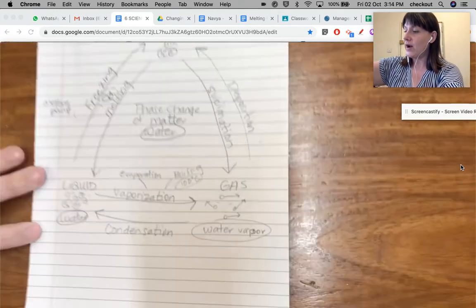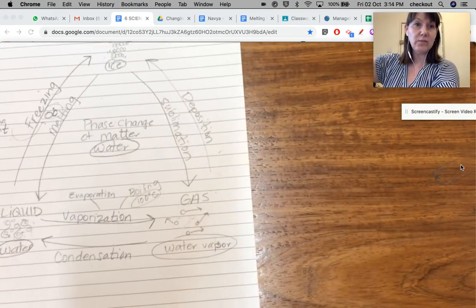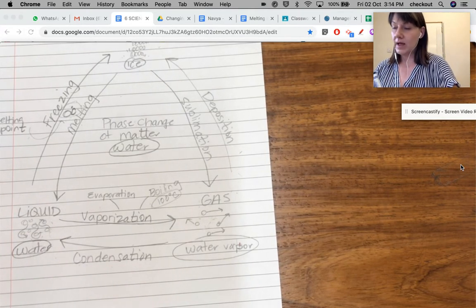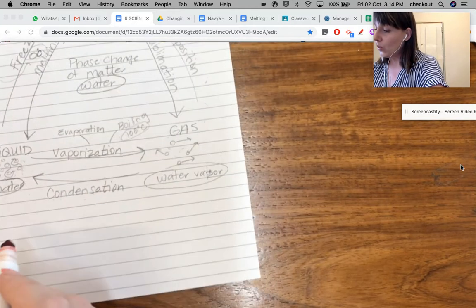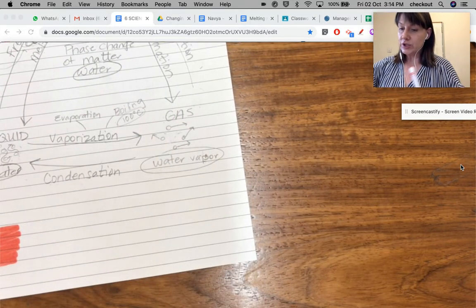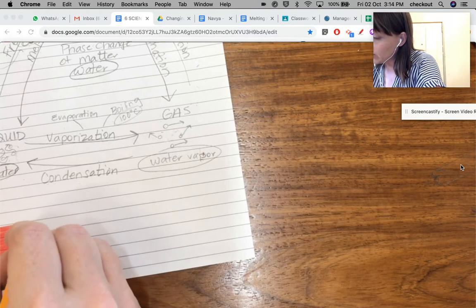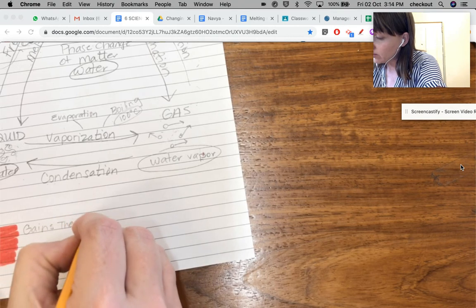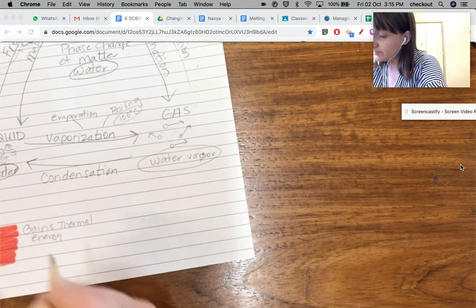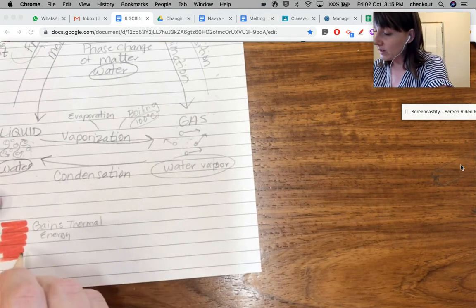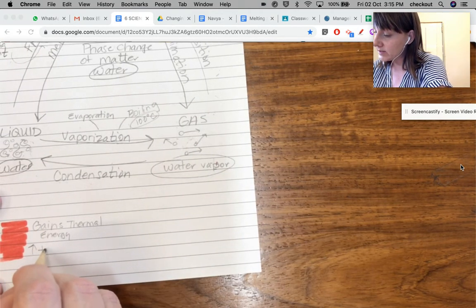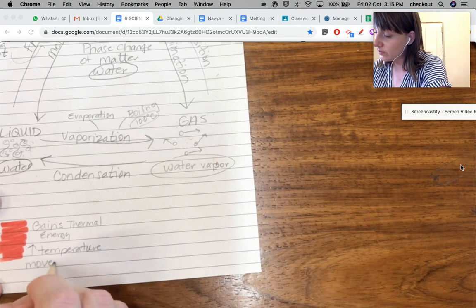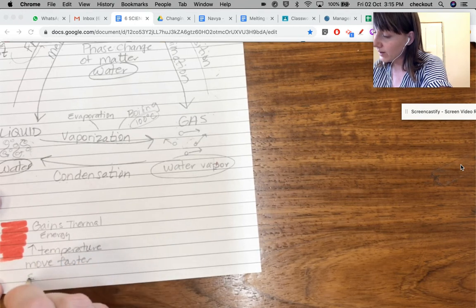Now comes the coloring of the red and blue. We're going to make a key. So we're going to use red to show a gain in thermal energy. When particles gain thermal energy, that means that their temperature increases. The particles move faster, and they spread out.